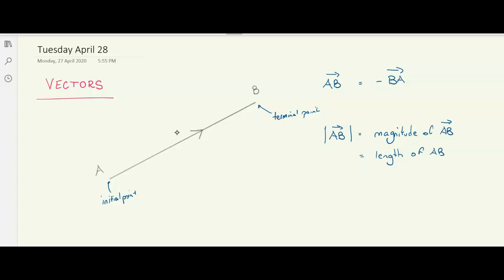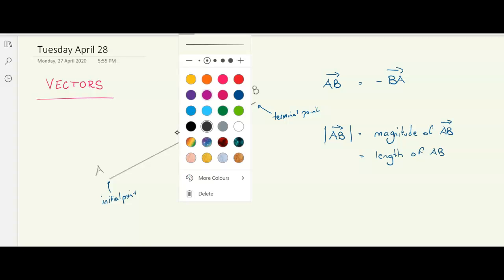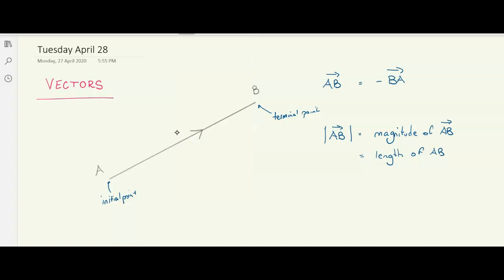You will sometimes see a vector denoted just as a lowercase letter in bold. We might see it denoted like so. So sometimes you'll see AB written as just the vector a, but it will be clearly in bold and lowercase. So these are the different ways of representing this object known as a vector.